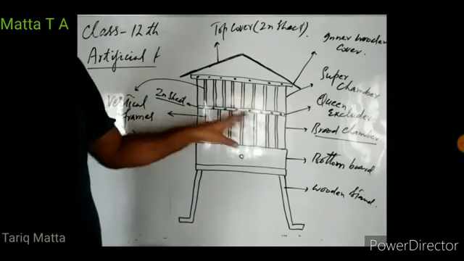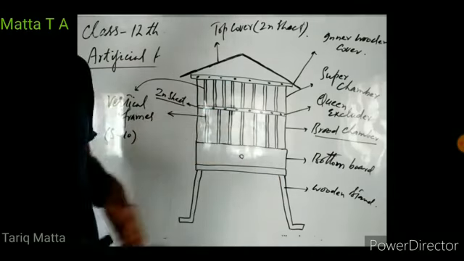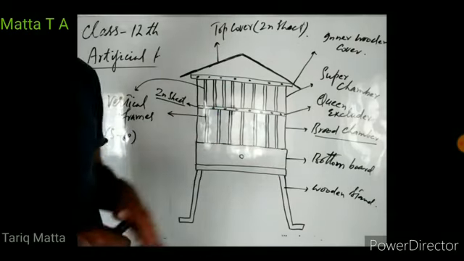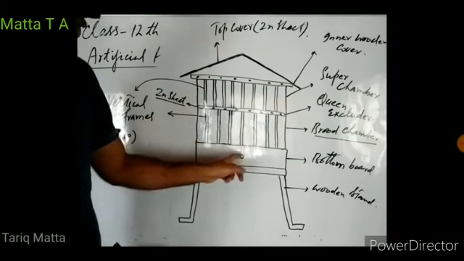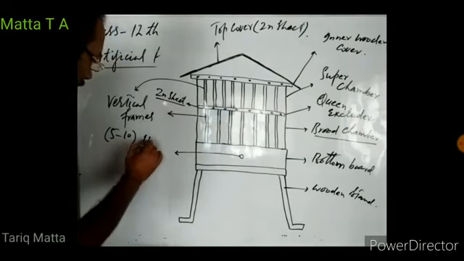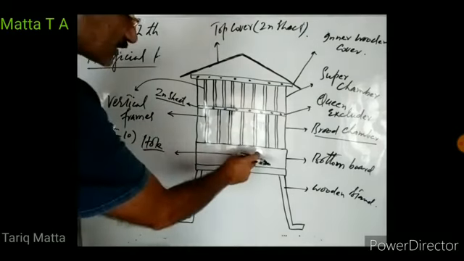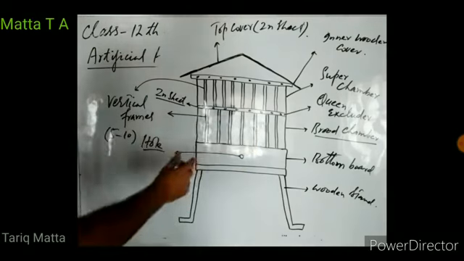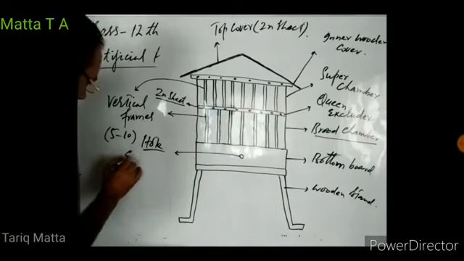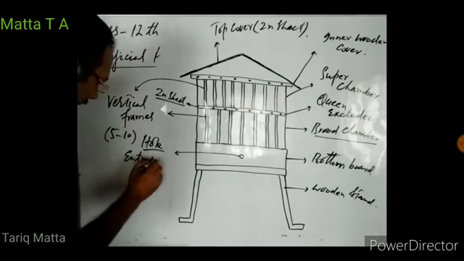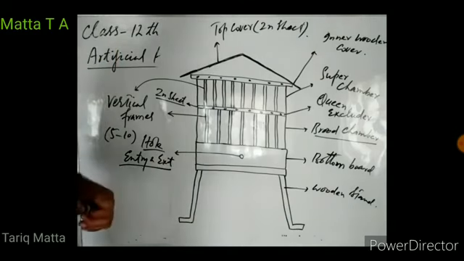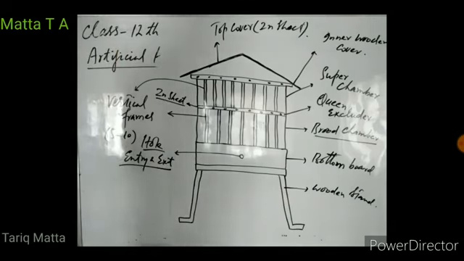Then this beehive has different sections. The lowermost section of this Langstroth hive is known as the bottom board. This bottom board has two holes. One hole is on the front side, another hole is on the rear side. These holes are used by the honeybees for entry and exit.